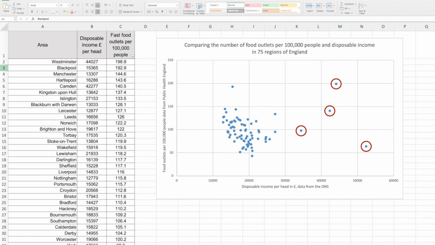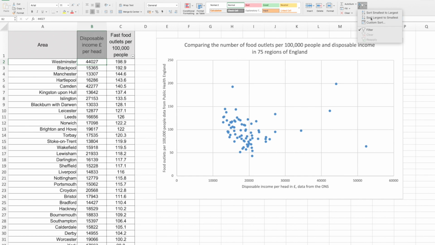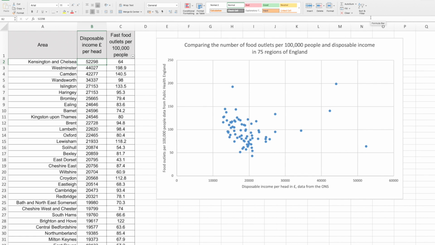Now these 3 points, plus Westminster, which we've just looked at, have high disposable incomes compared to the main cluster of data. So if I sort the data by disposable income, I can find out where they are. Now that the data is sorted, we have Kensington and Chelsea, Camden, and Wandsworth, which are all areas of London. So it might be that these places need to cater for more people, not just for those people who live there, but for visitors and people commuting to work.